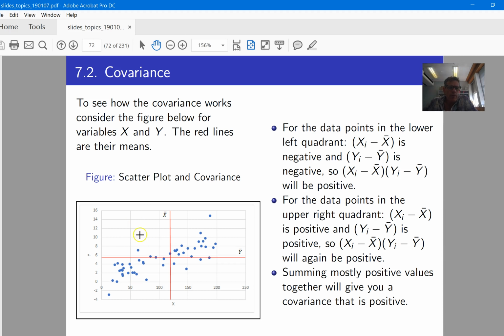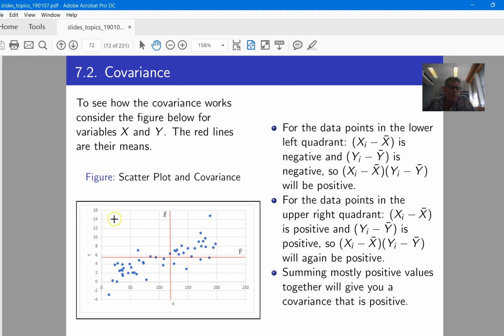Imagine a case where most of the dots are over here or down here. That's a negative relationship between x and y. When x goes up, y tends to go down. In that case, a dot, for example, over here where my cursor is at the moment, represents an x value that's below the mean and a y value that's above its mean. So I'm multiplying a negative value by a positive value. So that'll give me a negative product. Same down here. A negative by a positive will give me a negative product.